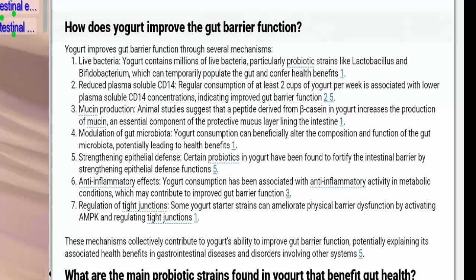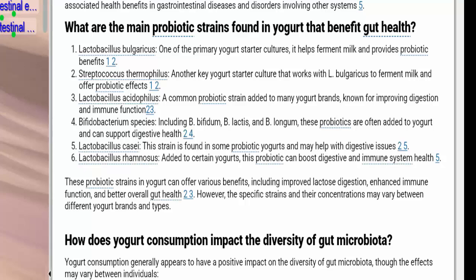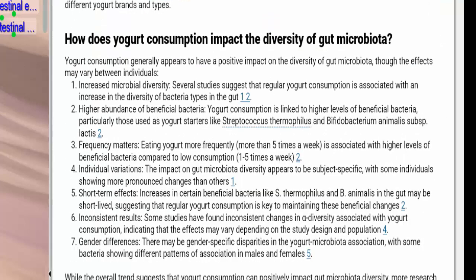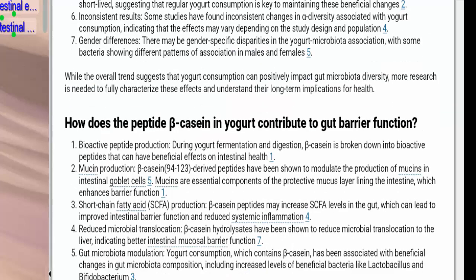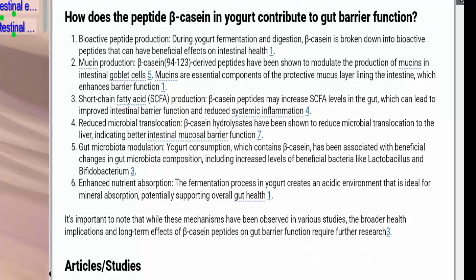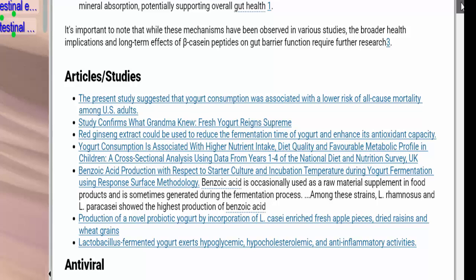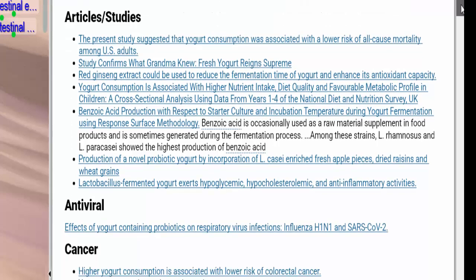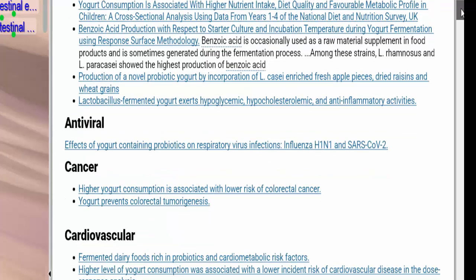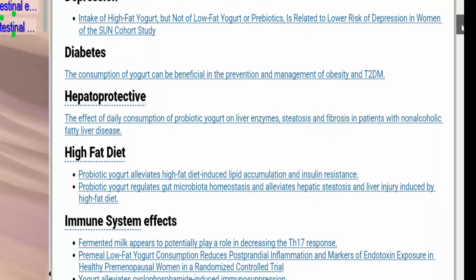Okay, then of course we get into what are the main probiotic strains that benefit gut health. I'm not going to go through that. It impacts the diversity of gut microbiota, and here's more details on how beta-casein helps the barrier function. As usual, there are a lot of research articles, clinical studies, etc. in here under articles and studies. I'm just going to scroll through so you can kind of get an idea of what yogurt can do.